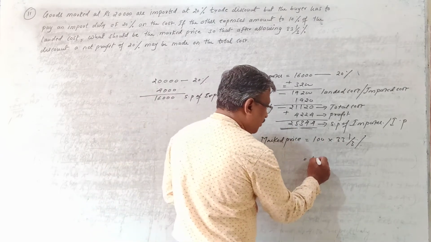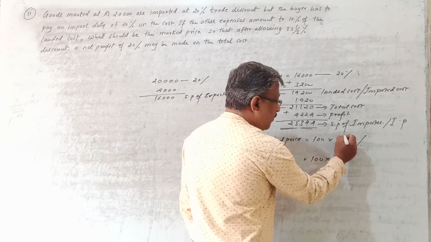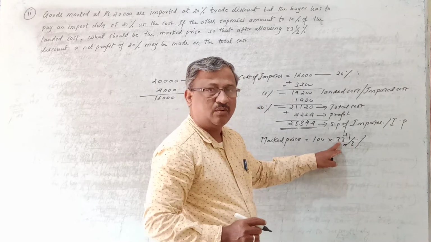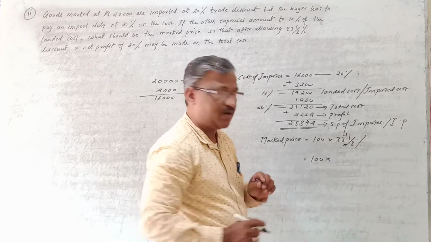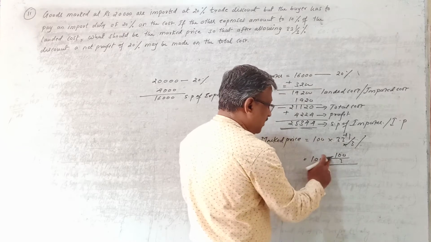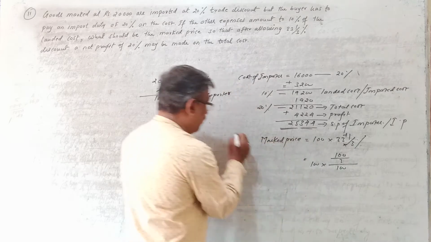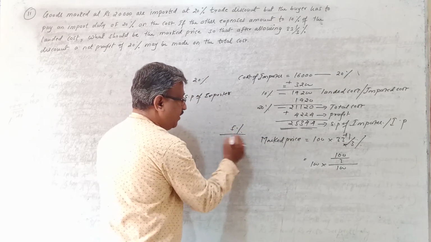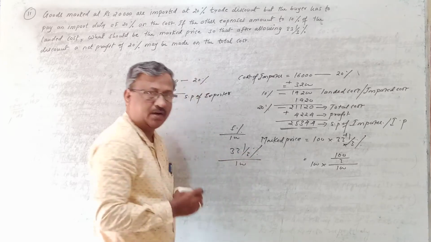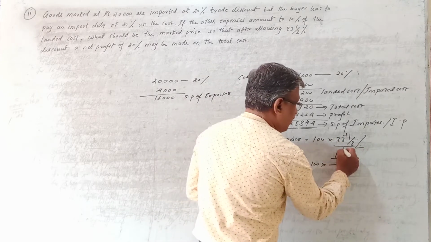So how do you have to find it? It is 100 into, first you simplify 33 and 1/3. How do you simplify? You multiply this and add this. So it is 3 into 33. 3 into 33 is how much? 99. 99 plus 1 is 100. So it comes to 100 divided by 3, right? And as percentage is there, we have to divide by 100, because for 5% also we divide by 100. Like that, 33 and 1/3% we have to divide by 100, right?